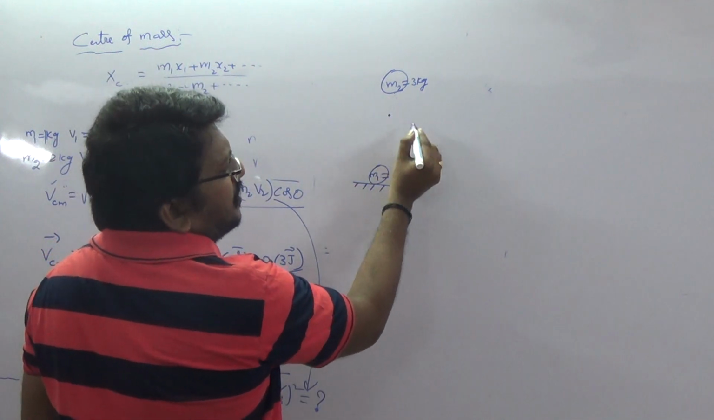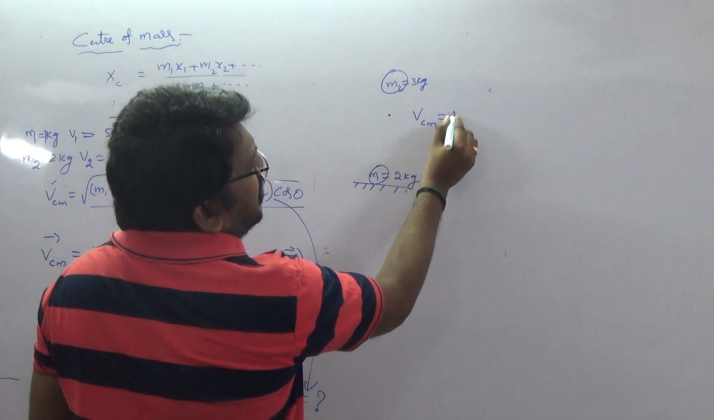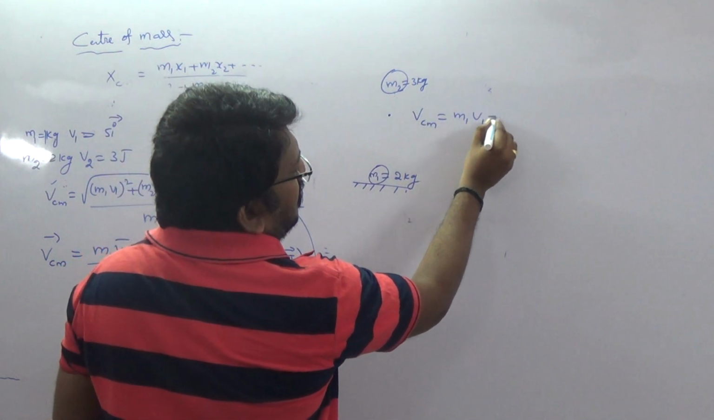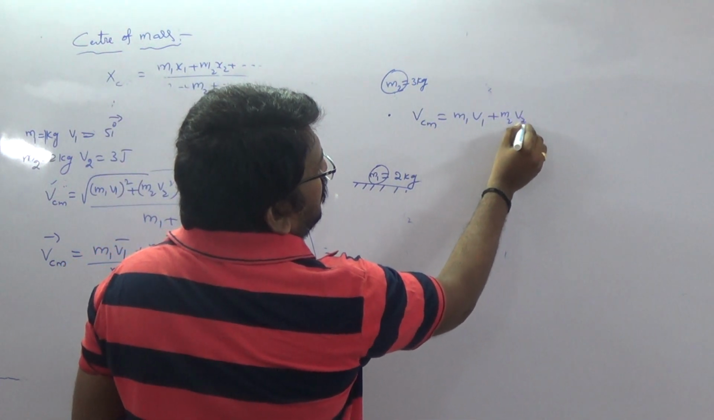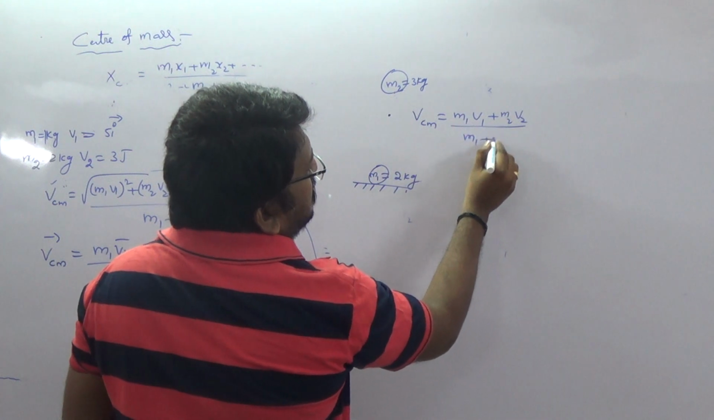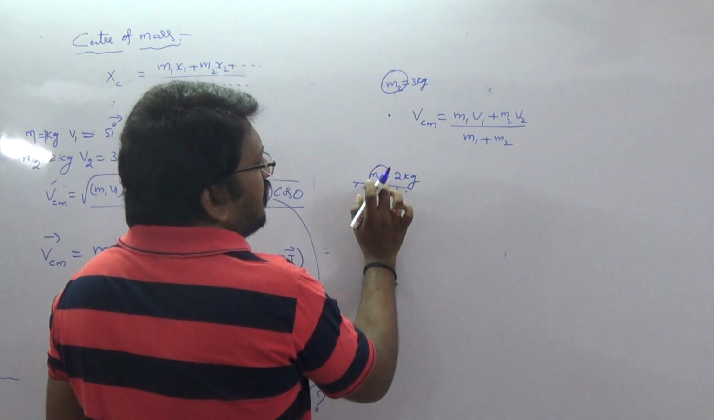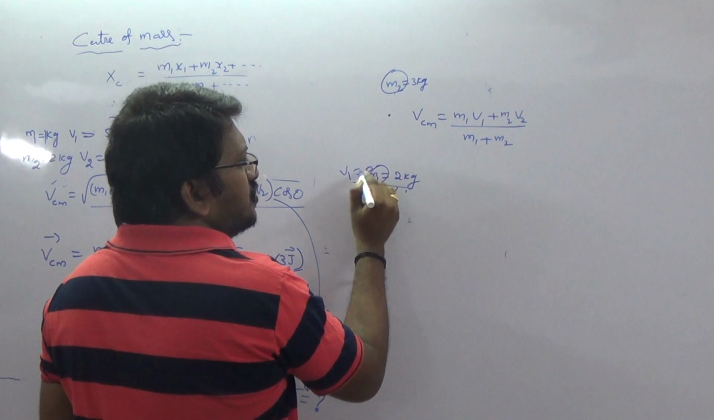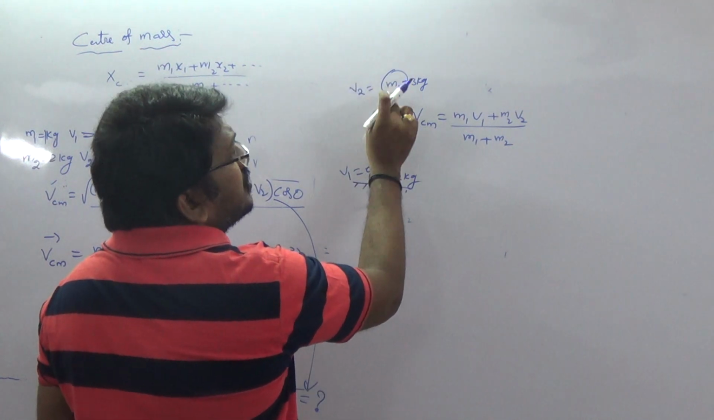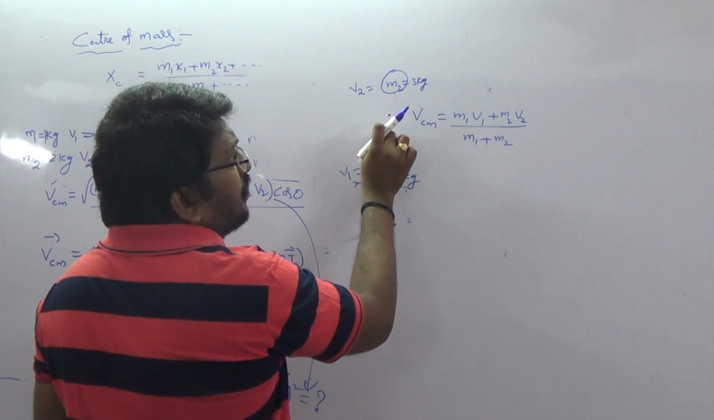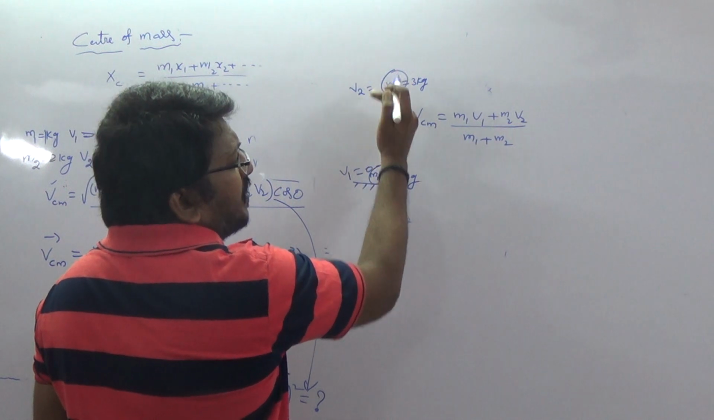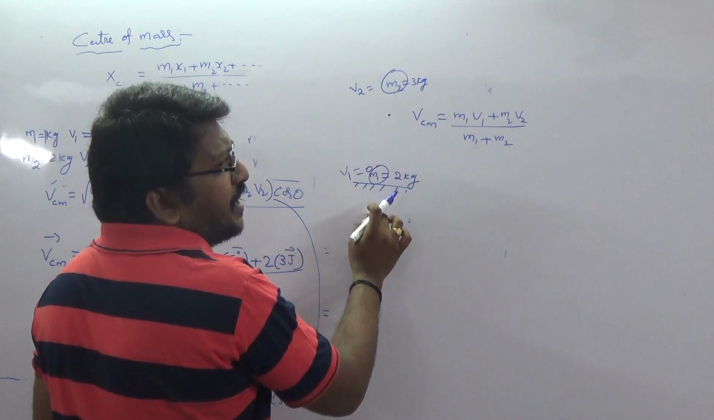What is the velocity of center of mass? VCM is equal to (m1 v1 plus m2 v2) by (m1 plus m2). Here v1 is at rest, 0. v2 is the velocity of the second body, which is freely falling. Freely falling means initial velocity is 0, but as it moves downward, the velocity gradually increases.